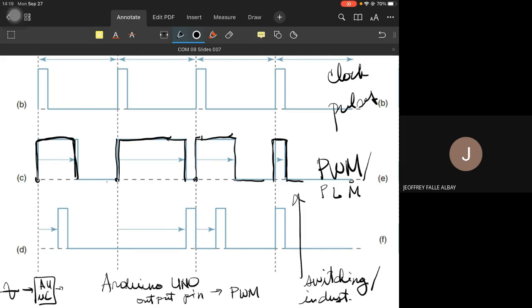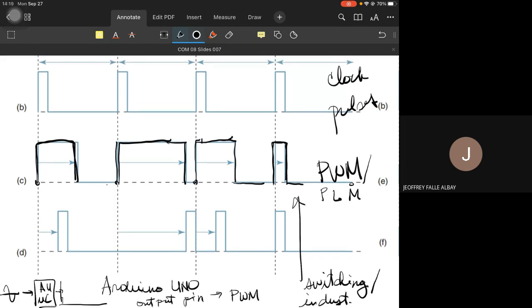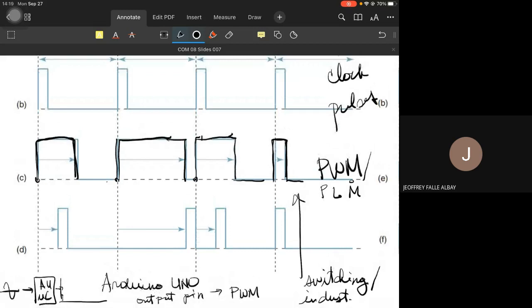But what if we need a close enough analog signal that the Arduino Uno cannot create? What it can do is create pulse width modulated signals, and some of its pins are PWM outputs. Here is an example of those outputs, a pulse width modulated signal.